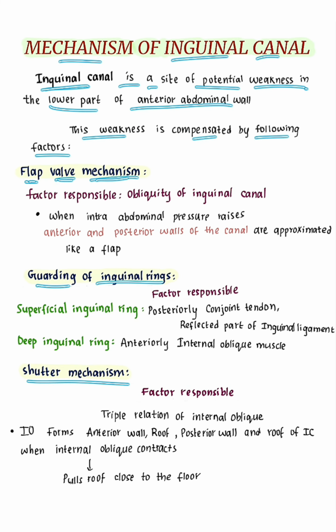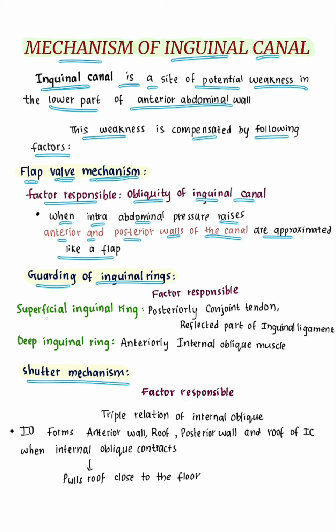Flap wall mechanism. Factor responsible is obliquity of inguinal canal. When intra-abdominal pressure rises, anterior and posterior walls of the canal are approximated like a flap.